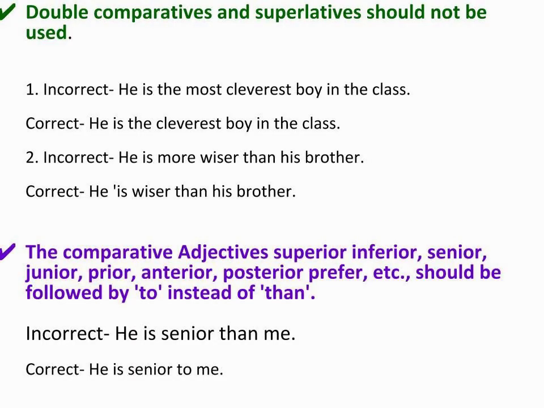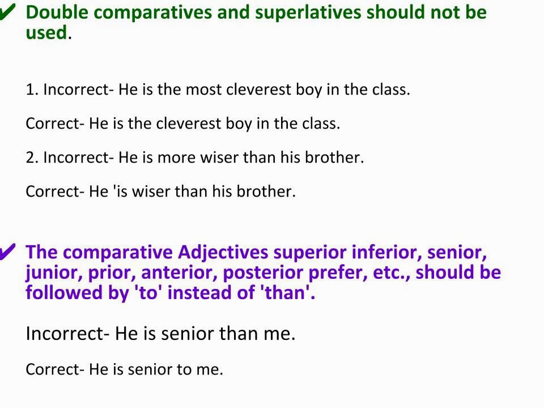Okay. Double comparatives and superlatives should not be used. So, he is most cleverest boy in the class. Most is also superlative. Cleverest also superlative. Most should not come next to cleverest. That is what is said here. He is the cleverest boy in the class. Second example, he is more wiser than his brother. He is wiser than his brother.